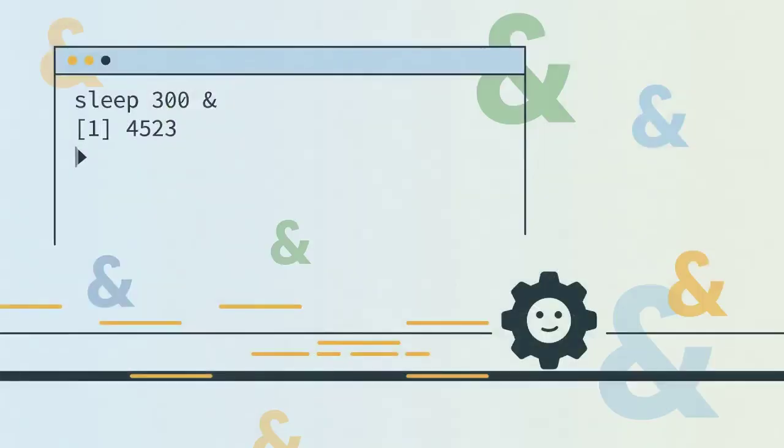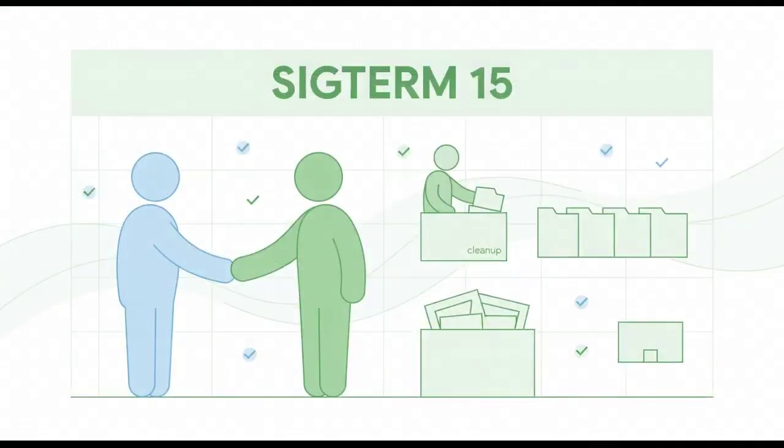Appending an ampersand to a command runs it in the background, returning shell control immediately. The shell prints the background PID, and you can continue working while the process runs concurrently. Signals are how the kernel and users communicate with processes.